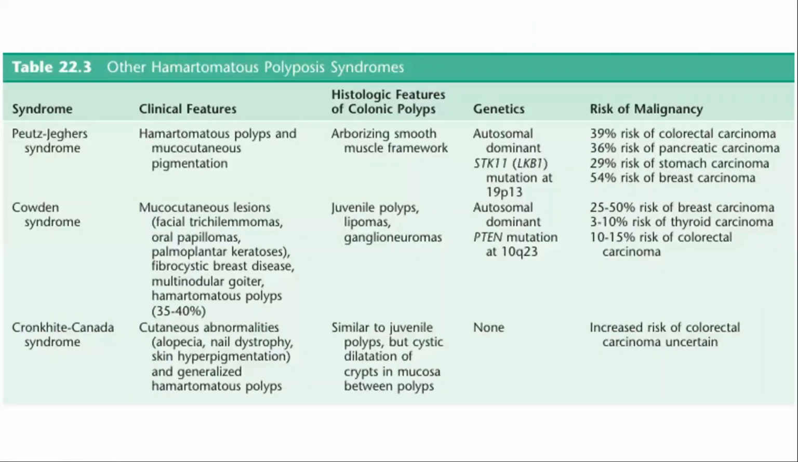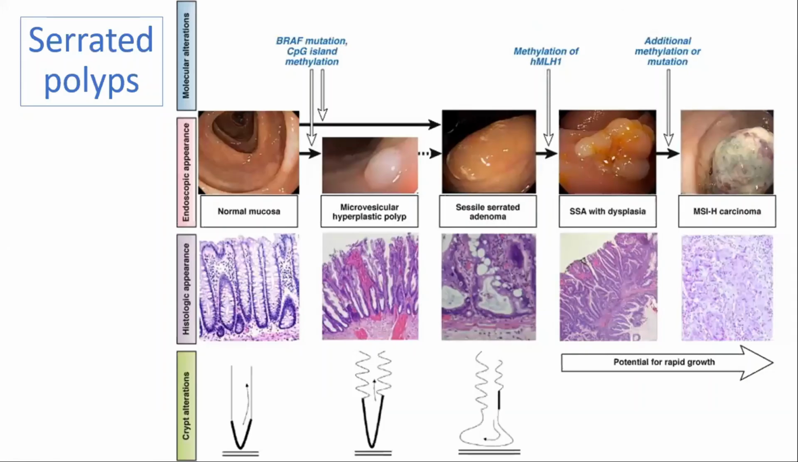I didn't discuss other polyposis syndromes, like Gardner's and Cowden's. I think you can read about this. Again, polyposis syndromes do carry some risk of malignancy. Okay, so we have talked about hamartomatous polyps. Now let's talk about the epithelial polyps. For epithelial polyps, we can discuss the serrated polyps and lesions, and also the conventional adenoma.